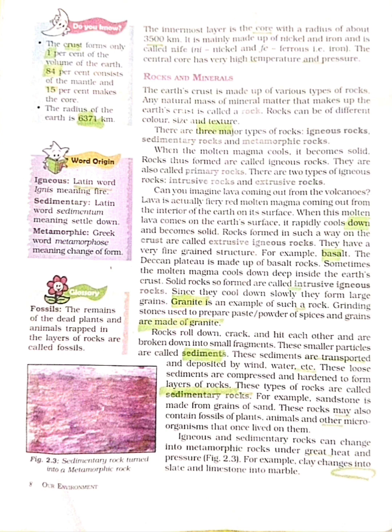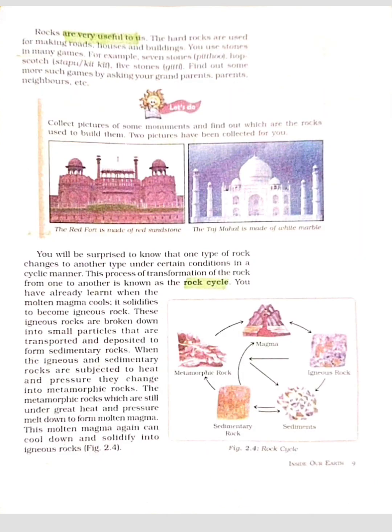An example is limestone. And the third one is metamorphic rock. Igneous and sedimentary rock can change into metamorphic rock under great heat and pressure. For example, clay changes into slate, and limestone into marble. The word metamorphic is a Greek word meaning change of form. These are the types. And why are rocks used? Rocks are used for making roads, houses, and buildings. Stones are used for construction, building roads, for example.